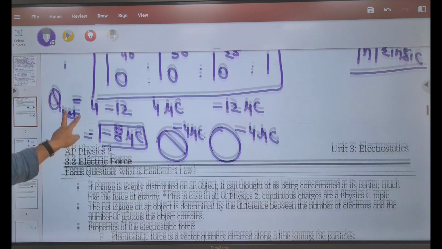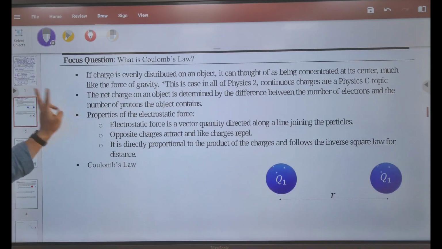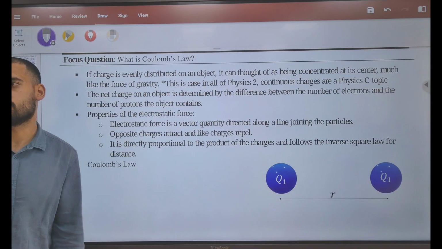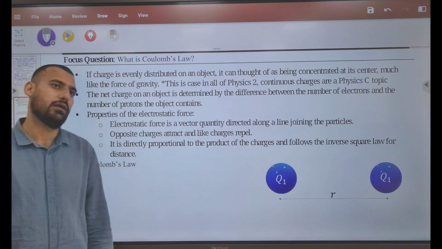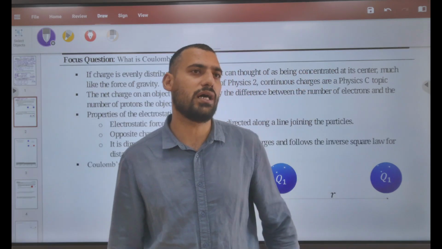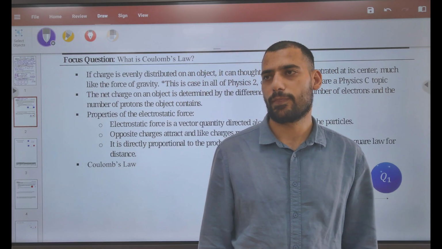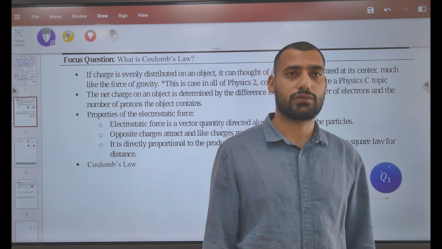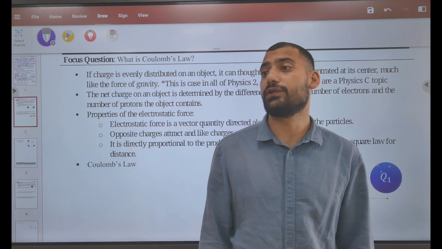Okay, then we have one of the most important laws, that is called the Coulomb's law. There was a scientist in 1671, I guess. His name was Charles Augustin de Coulomb. He talked about the force which exists between two charges.